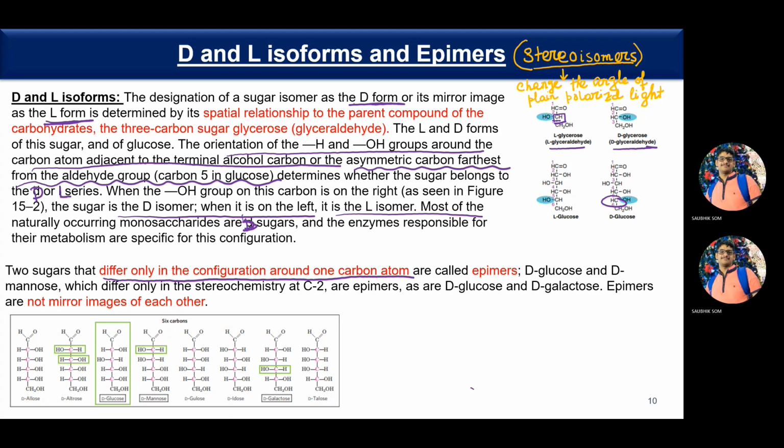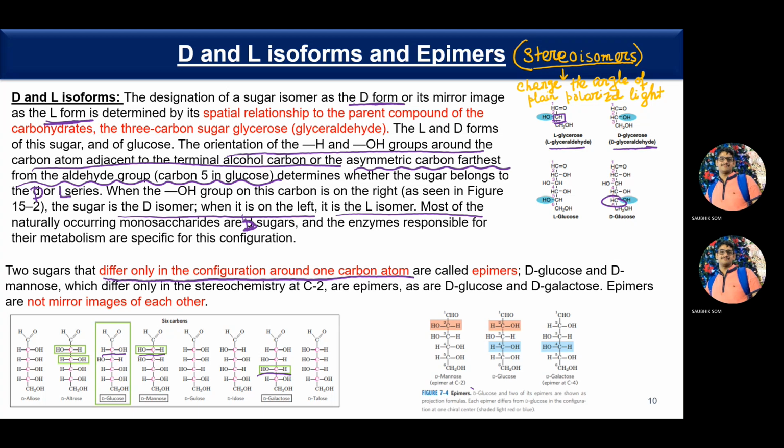Okay, this is known as epimers. For example, glucose and mannose. If you see glucose, see this. If you see C2, only this is different. This is same. This is same. This is same. Okay. If you see galactose, this is same. This is same. This is same. Okay. H OH, OH, OH, H OH. Here you can see that C4 is changing. So D-glucose and D-mannose are different only in stereochemistry at C2. So these are known as C2 epimers.